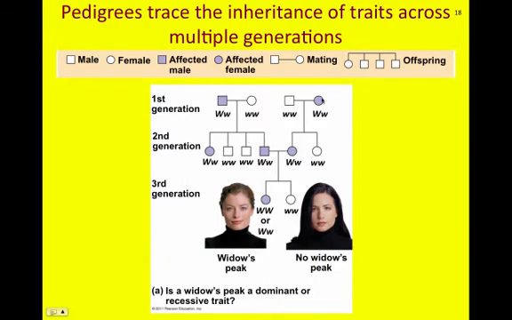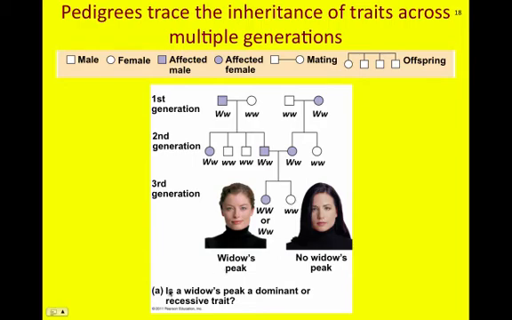This female here has a widow's peak. She mates with a male that does not have a widow's peak. One of their daughters has a widow's peak, the other does not. You can see here it goes on to the third generation. Both of these individuals have widow's peaks, and one female has a widow's peak and the other does not.